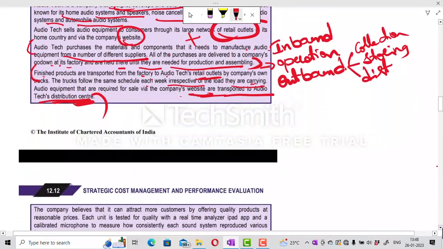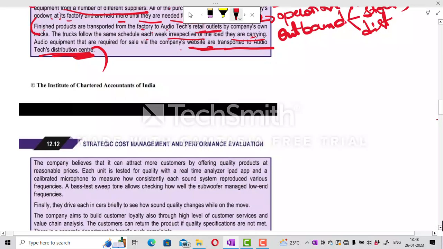So next, the company believes that it can attract more customers by offering quality products at reasonable prices. Each unit is tested for quality with a real-time analyzer, iPad app and calibrated microphone to measure how consistently each sound system reproduced various frequencies. A bass test sweep tone allows checking how well the subwoofer managed low-end frequencies.